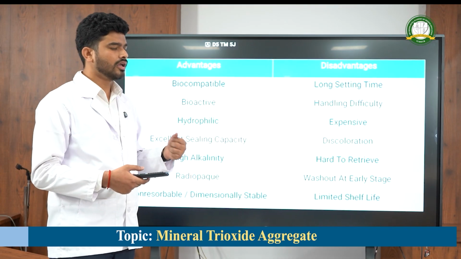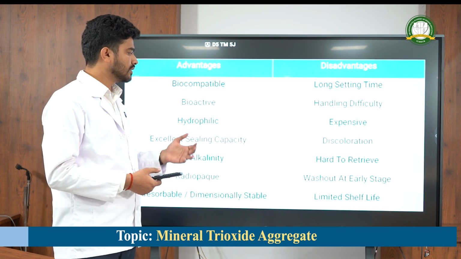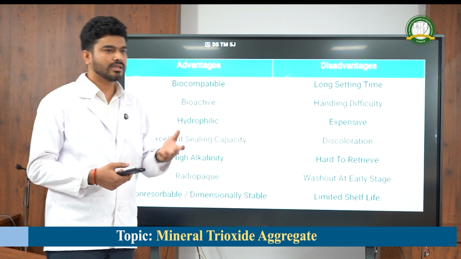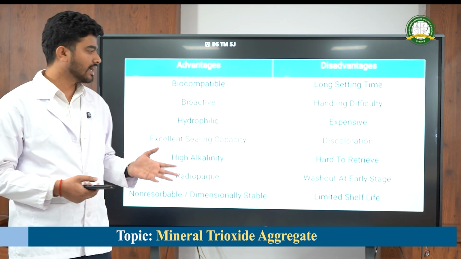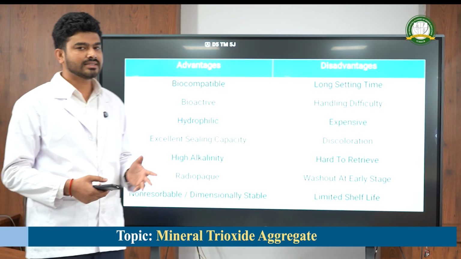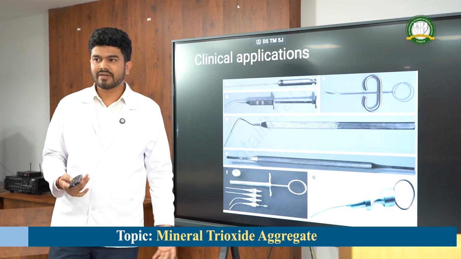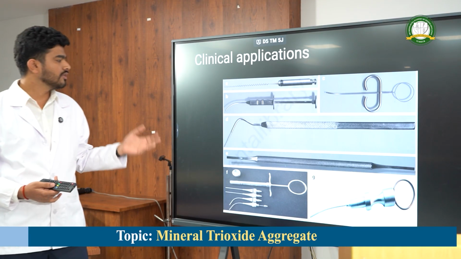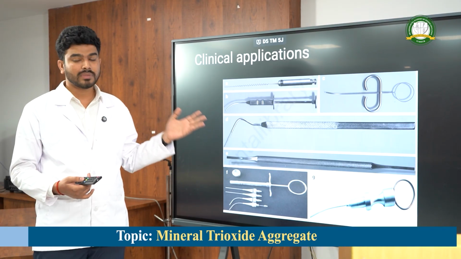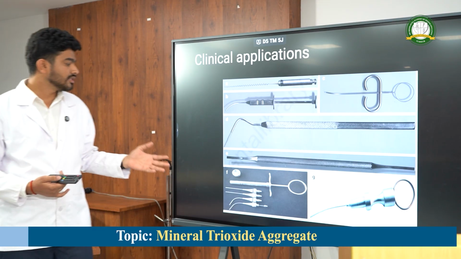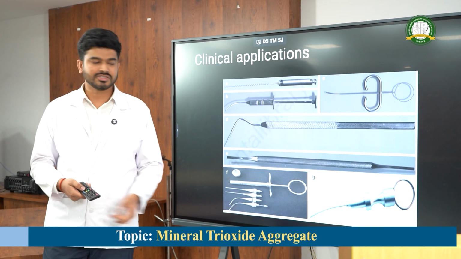In some cases, before setting, if you irrigate or place any moisture on the MTA, there is a chance of washout in the early stages, and it also has a limited shelf life. Coming to the clinical application, how do you place MTA into the cavity or pulp chamber? First of all, we can use Lentulo spirals, an amalgam plugger, an MTA plugger, or a gutta-percha plugger. There are also two systems, called the MAP system and the Dentovan system.